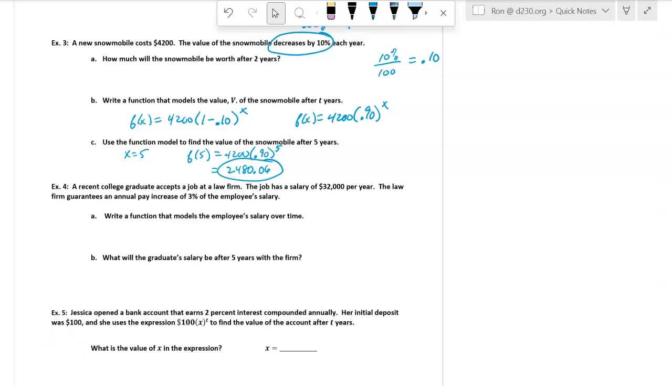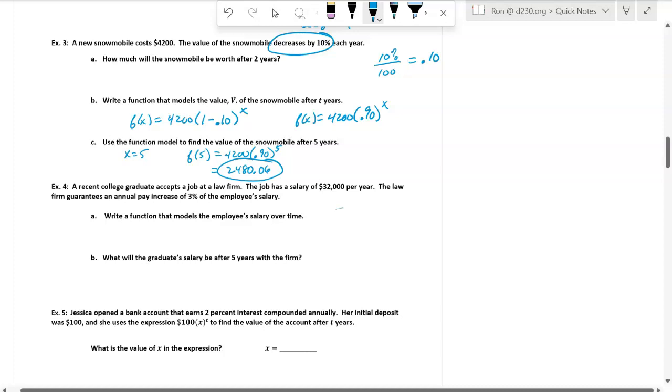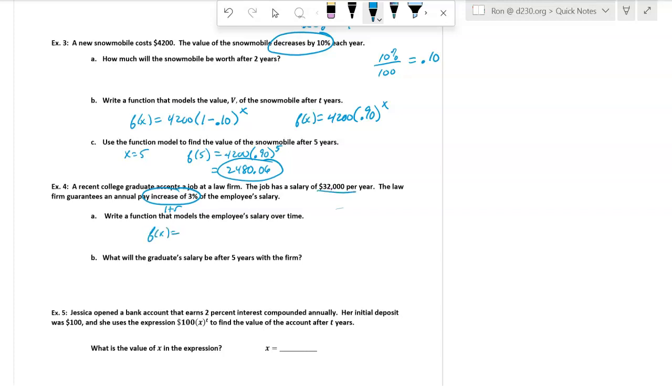For example 4, a recent college graduate accepts a job at a law firm. The job has a salary of $32,000 per year. The law firm guarantees an annual pay increase of 3%. So it increases 3%. So we're going to use growth, which is 1 plus the rate. So the function model here is going to be f of x equals the starting pay of $32,000 a year times 1 plus, remember, 3% as a decimal is 3 over 100, which is 0.03. So 1 plus 0.03 to the x power.